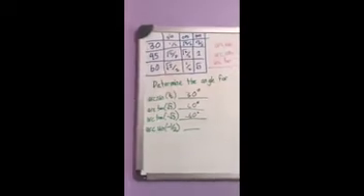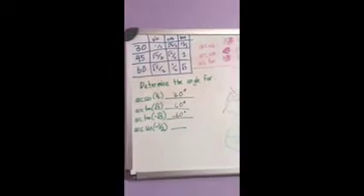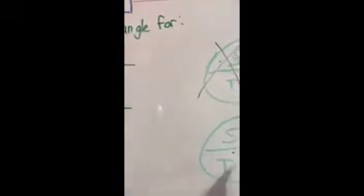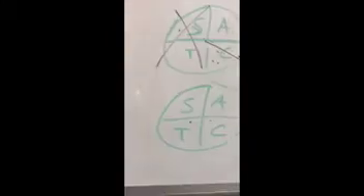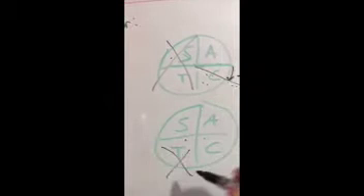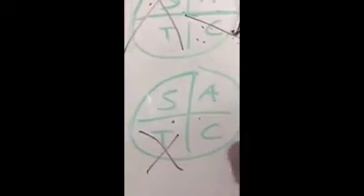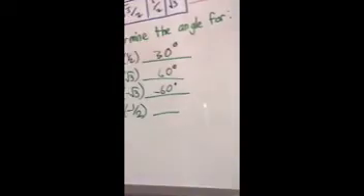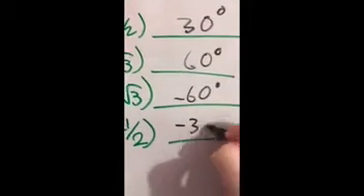Next we have arcsine of negative half. So sine is negative in quadrants 3 and 4, but for arcsine, quadrant 3 doesn't exist, so you have to go backwards 30 degrees to get to a value that has a sine of negative 1/2, and your answer is negative 30 degrees.